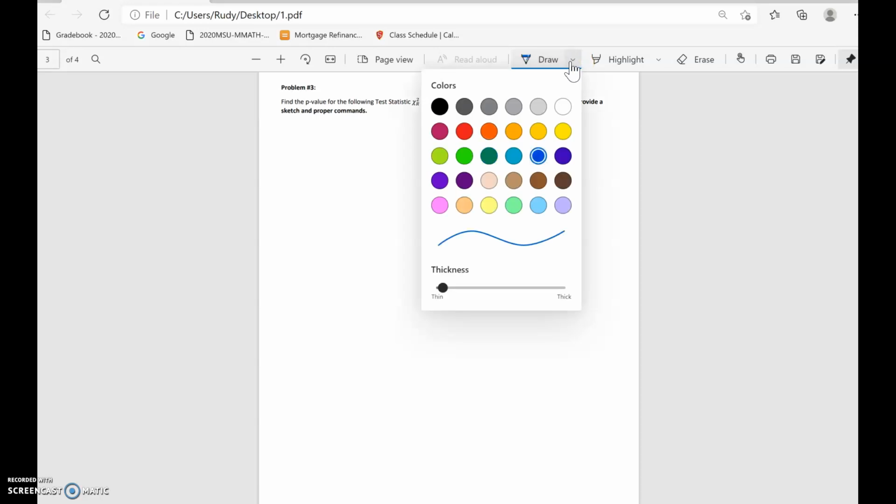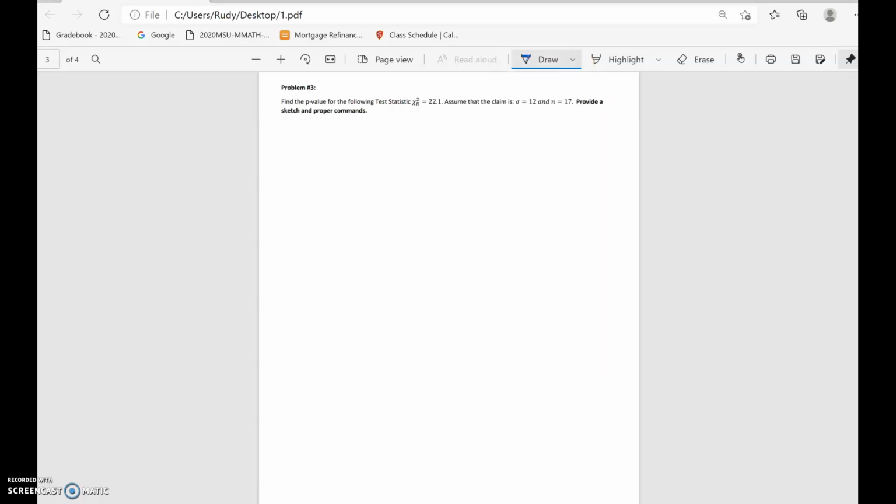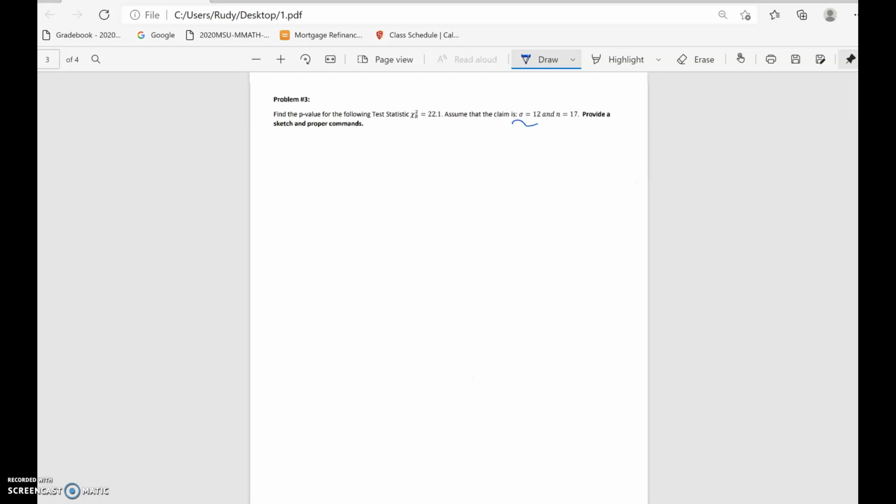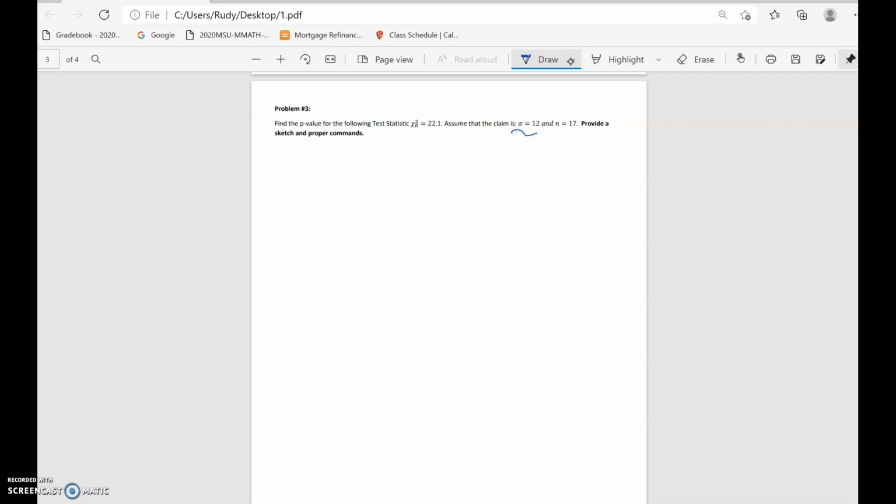Hi class, let's take a look at example 3. In example 3, it's a bit tricky because of the way that the claim is actually given. So let me just write out the claim. In this case, the claim is that sigma is equal to 12. So this represents a two-tailed test.